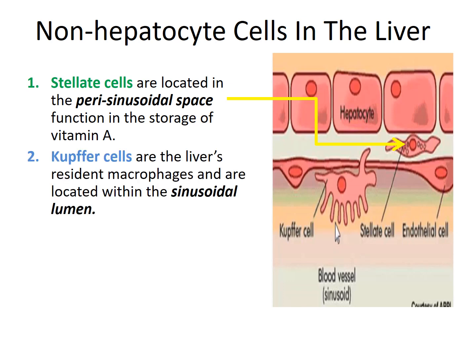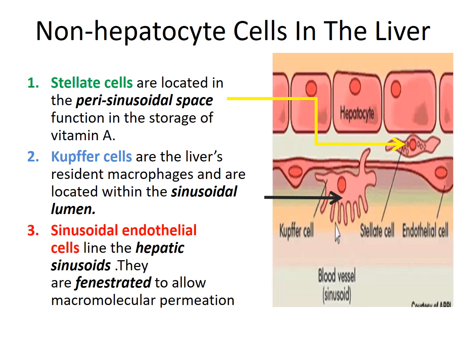Then Kupffer cells. Kupffer cells are the resident macrophages. That means they are present within the sinusoidal lumen, and these are phagocytic in nature. These are the cells which are responsible for taking up the microorganisms or the debris from the circulation, the blood that is coming to the sinusoids. So these are the Kupffer cells.